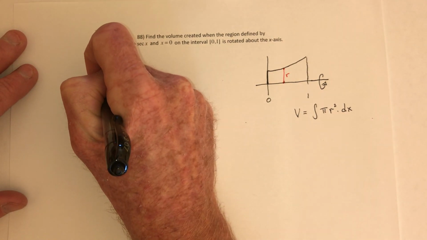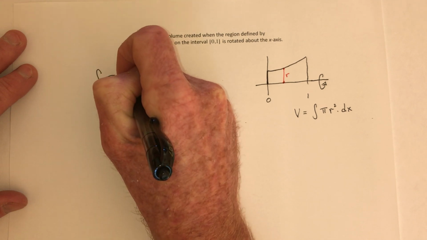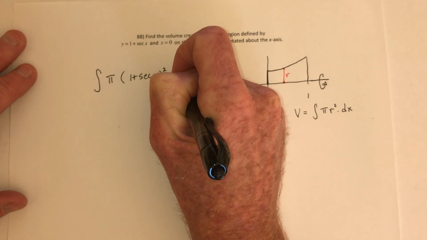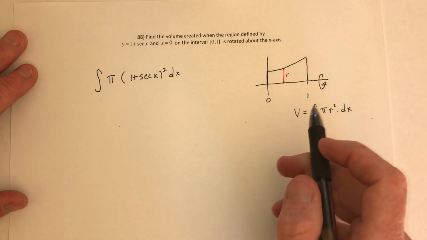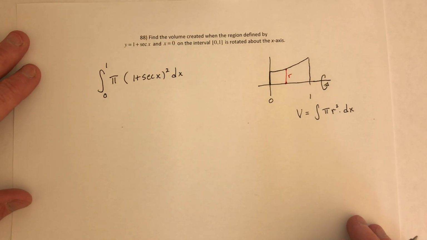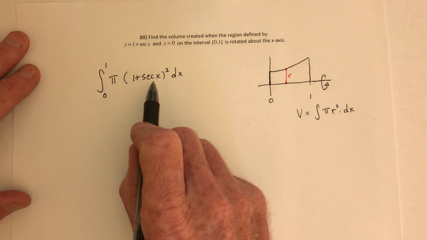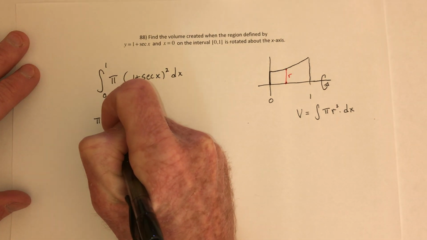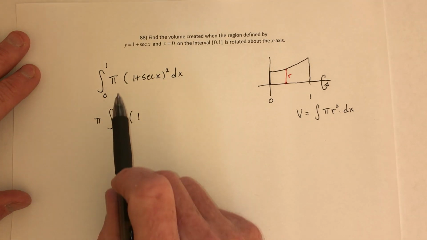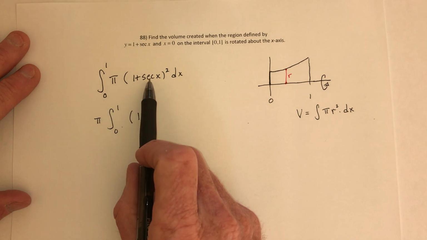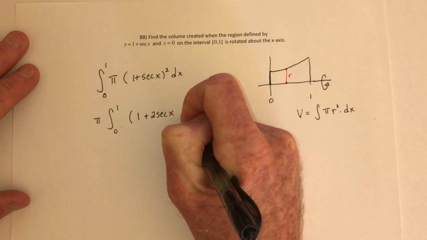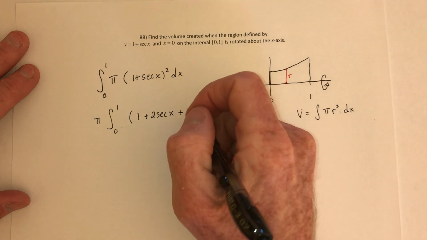Okay, so the volume is going to be integrate pi, and then the radius gets squared. And we're integrating from 0 to 1. And then we should do some algebra, multiply this out. I'm also going to factor out the pi. So when you square 1, it's a 1. When you square a binomial, the middle term will be multiply these two and then double that. And then square the secant.